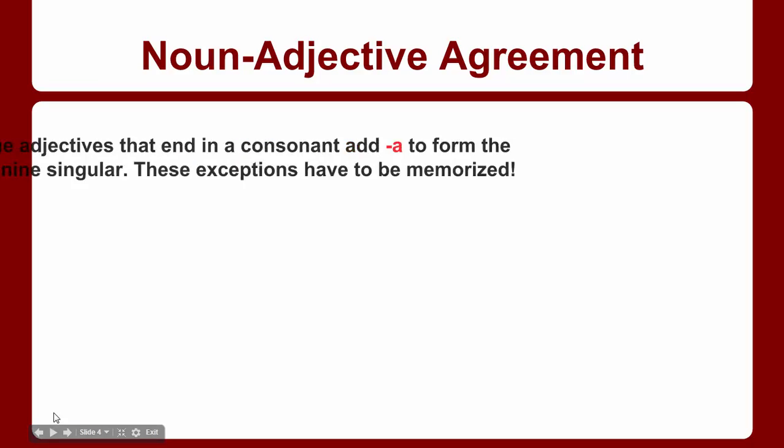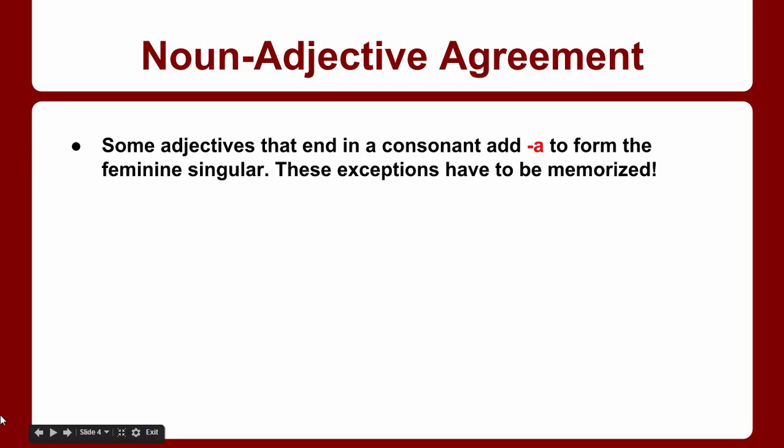After you're done with that, let's talk about some adjectives that have to be memorized. Some adjectives that end in the consonant add A to form the feminine singular. Unfortunately, these exceptions have to be memorized. For example, in Spanish, if I want to say the hardworking man, I say el chico trabajador. But if I want to make this adjective trabajador feminine, I add an A. So then I would say la chica trabajadora.